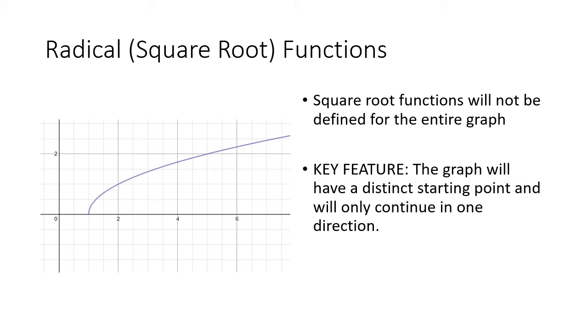We also have radical functions, or specifically our square root functions. And the key feature about a square root function is that it's not going to be defined on the entire graph. Essentially, we're going to have a distinct starting point. And again, if I look in the middle of this graph, here's my distinct starting point, and it only continues in that one direction. And it keeps continuing, and it will continue all the way off, well, for infinity. But it has that definitive starting point.